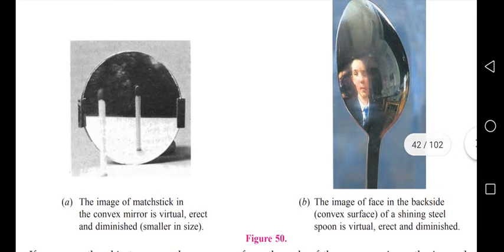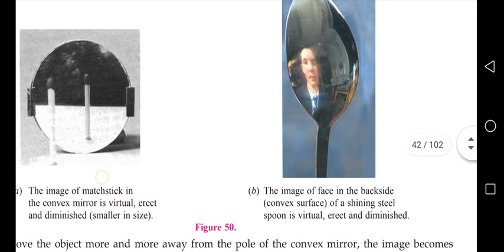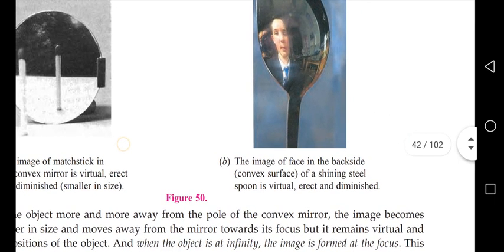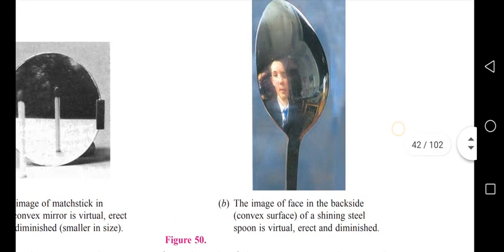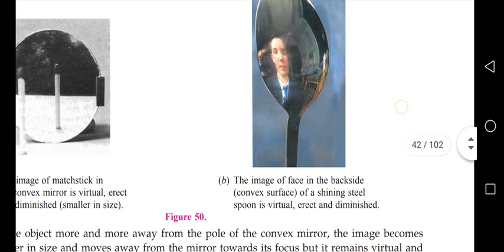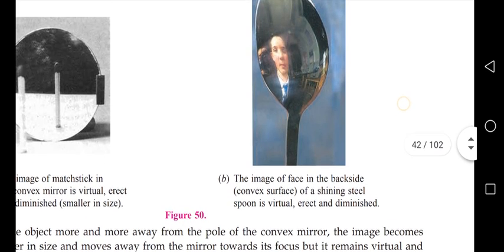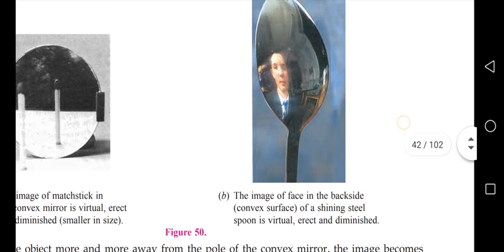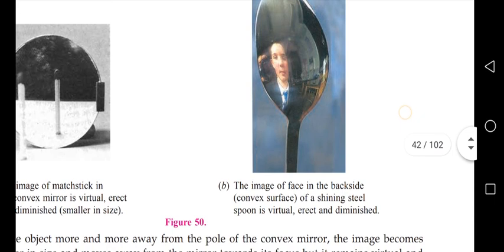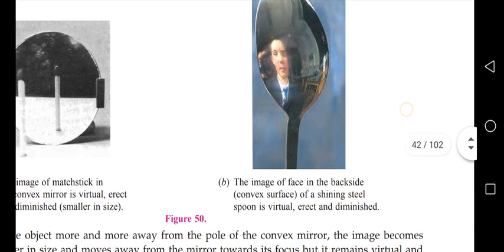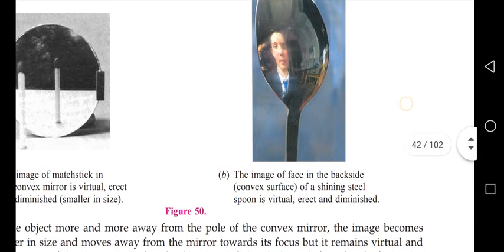Now different examples can be given here. Please look at figure A. The image of the matchstick in the convex mirror is virtual, erect, and it is smaller than the matchstick. Here also the image of the face in the back side of a shining steel spoon is virtual, erect, and diminished. So please take a spoon in your home and look at the back side of the spoon. You are going to see the virtual and diminished image of yourself.